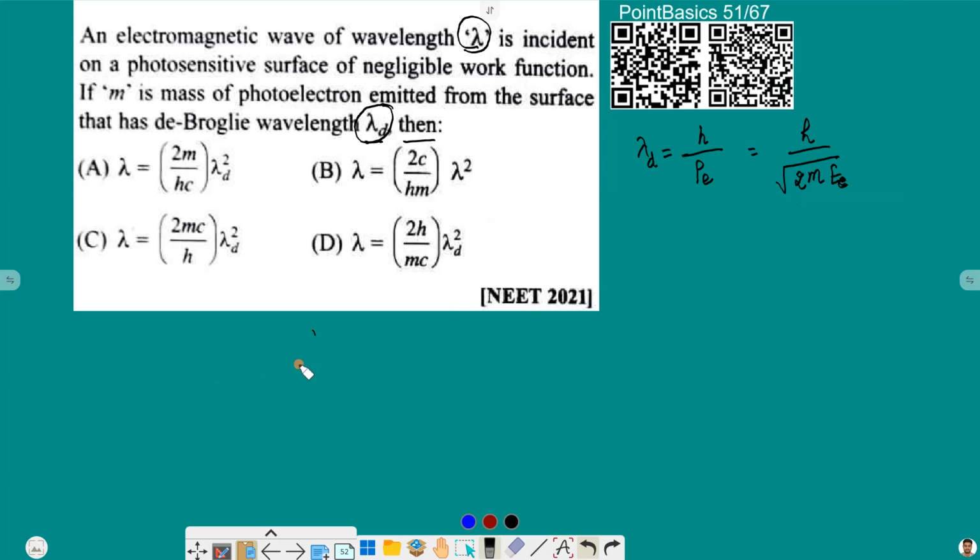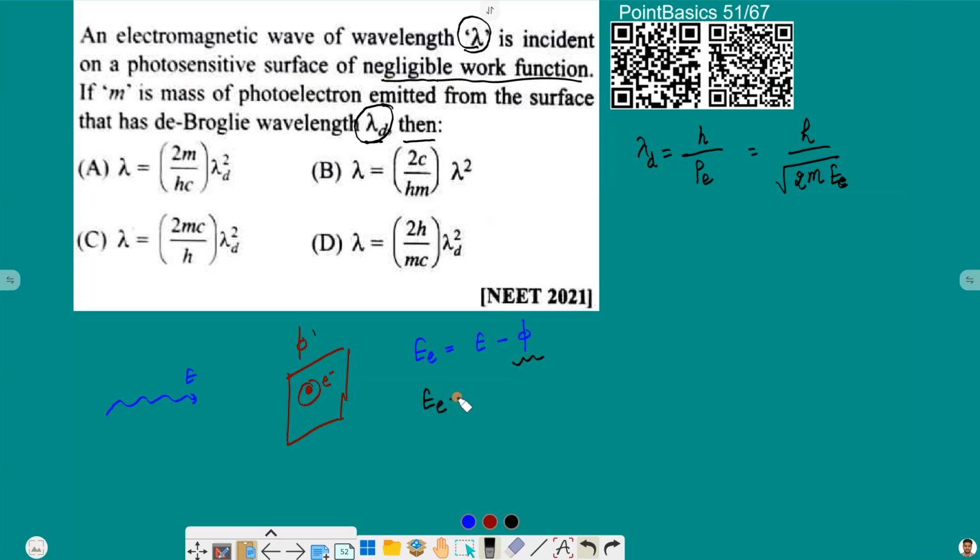Suppose this is our metal surface, and here this is an electron. Suppose its work function is phi. Now, a light of some energy E strikes the metal surface. So the maximum kinetic energy of the electron will be equal to the energy of the photon minus the work function. That is the relation from the photoelectric effect. But here it is mentioned that the photosensitive material has a negligible work function, so we can ignore phi here.